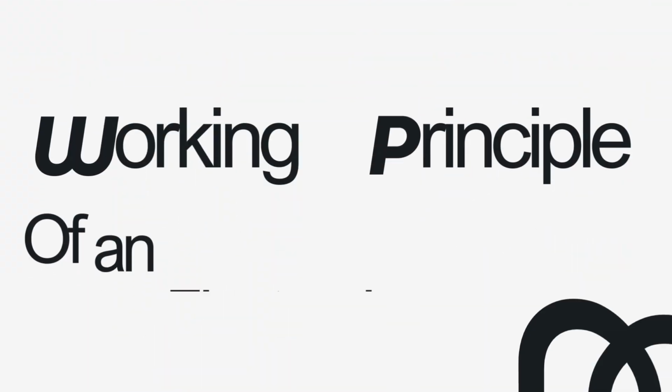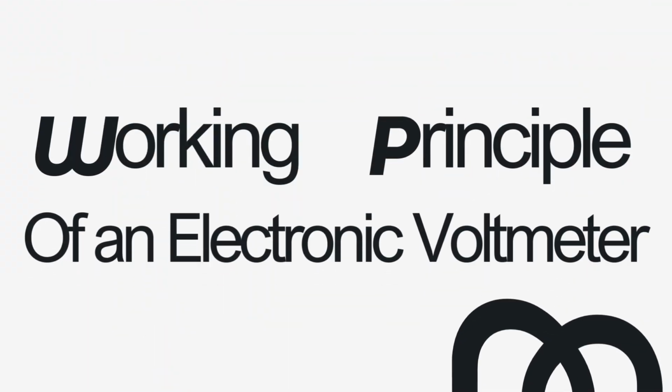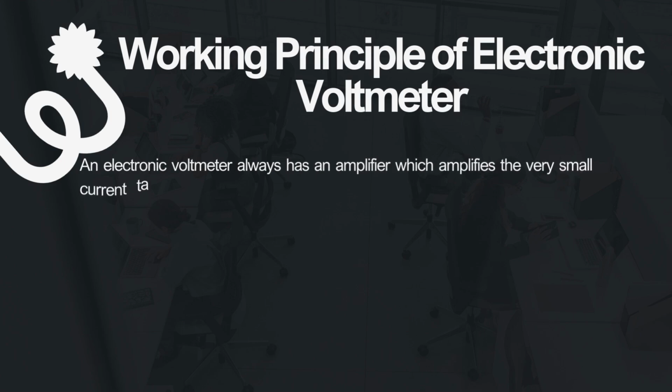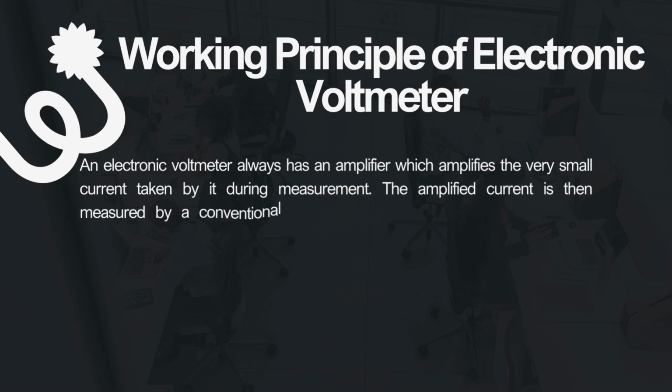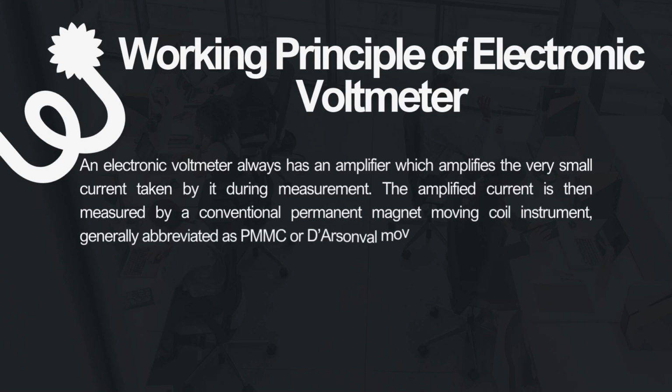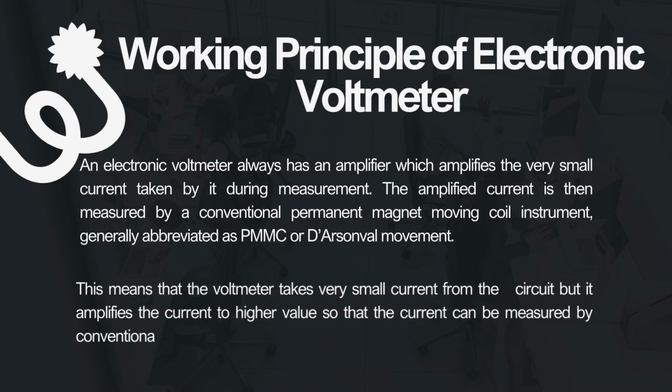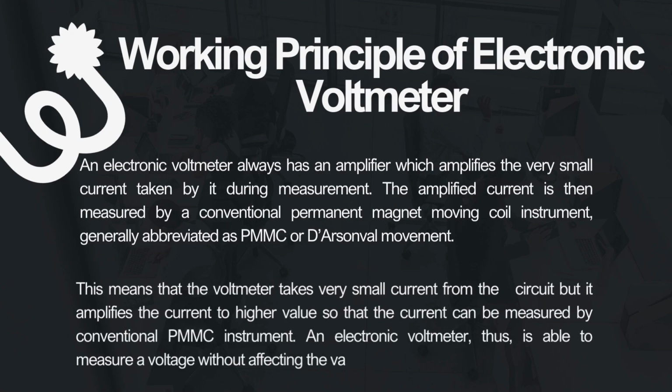Now, let us discuss on the working of the electronic voltmeter. An electronic voltmeter always has an amplifier which amplifies the very small current taken by it during measurement. The amplified current is then measured by a conventional permanent magnet moving coil instrument, generally abbreviated as PMMC or D'Arsonval movement. This means that the voltmeter takes very small current from the circuit, but it amplifies the current to higher value so that the current can be measured by the conventional PMMC instrument.